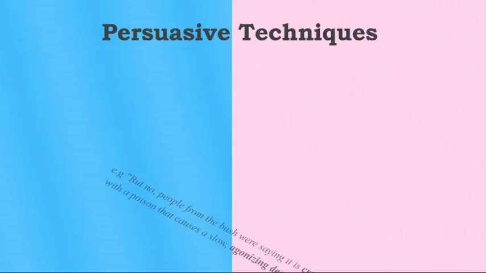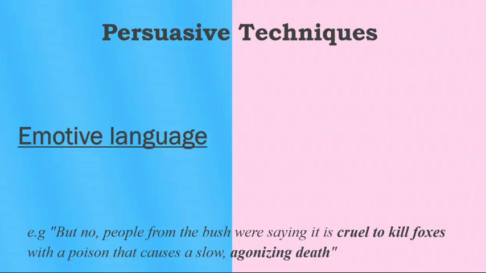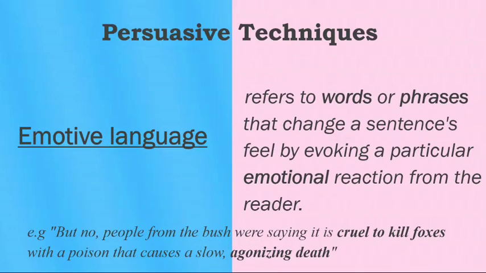Persuasive techniques. Next is emotive language. This refers to words or phrases that change a sentence's feel by evoking a particular emotional reaction from the reader. Example: But no! People from the bush were saying it is cruel to kill foxes with a potion that causes a slow, agonizing death. The highlighted words are the emotive language.